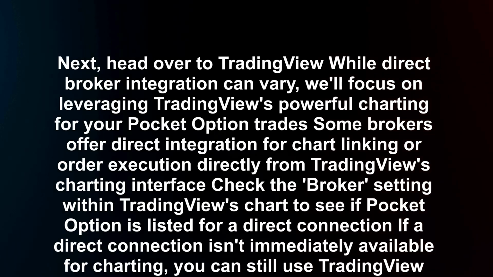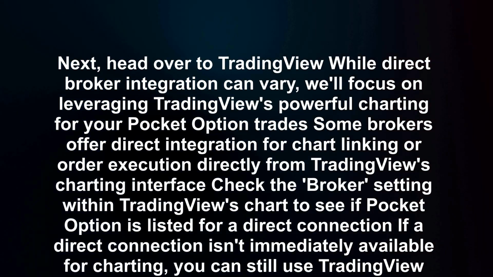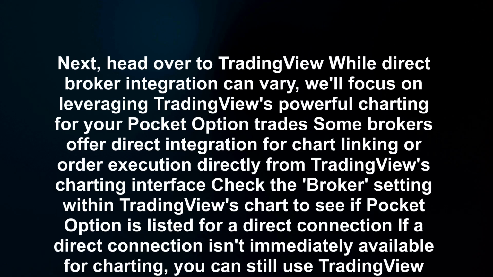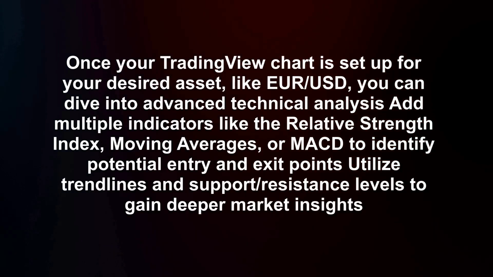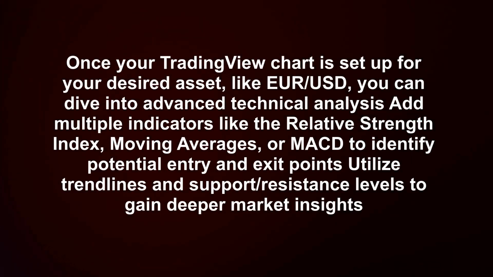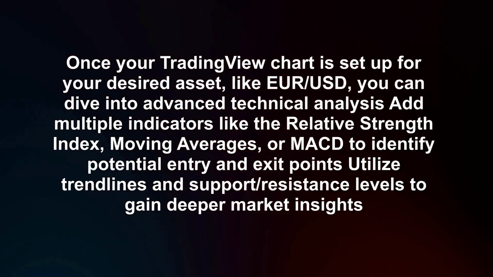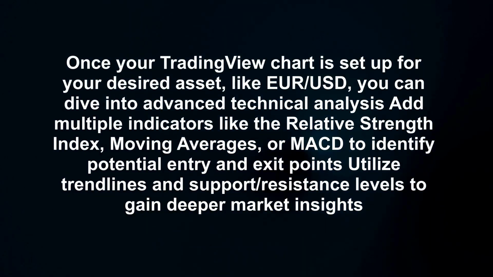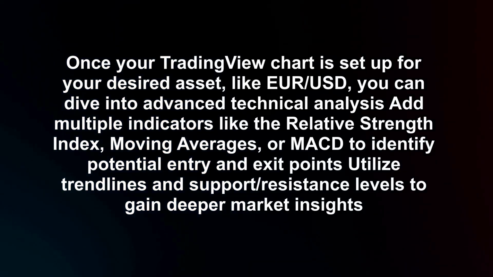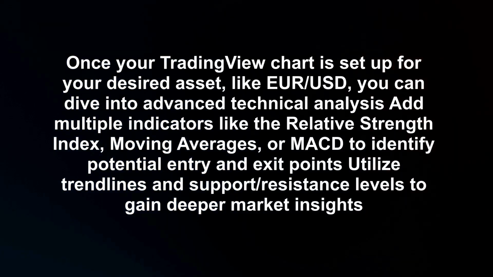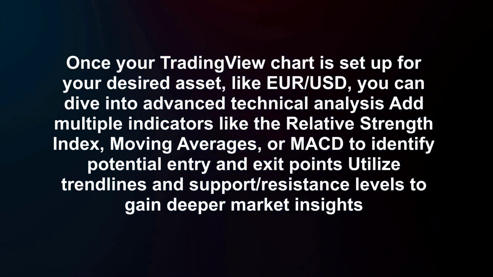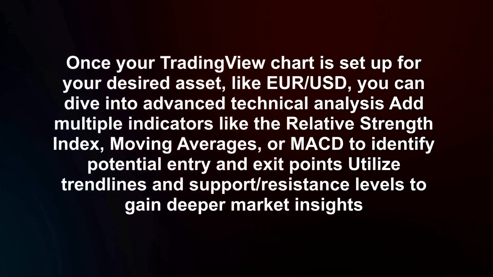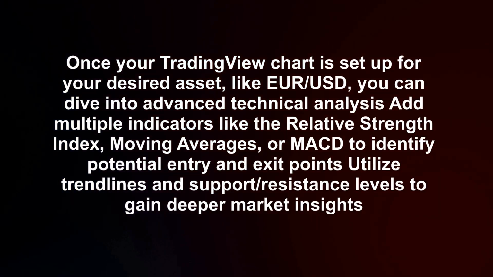If a direct connection isn't immediately available for charting, you can still use Tradingview for your analysis and manually execute trades on Pocket Option. Once your Tradingview chart is set up for your desired asset, like EUR USD, you can dive into advanced technical analysis and multiple indicators like the relative strength index, moving averages, or MACD to identify potential entry and exit points. Utilize trend lines and support resistance levels to gain deeper market insights.